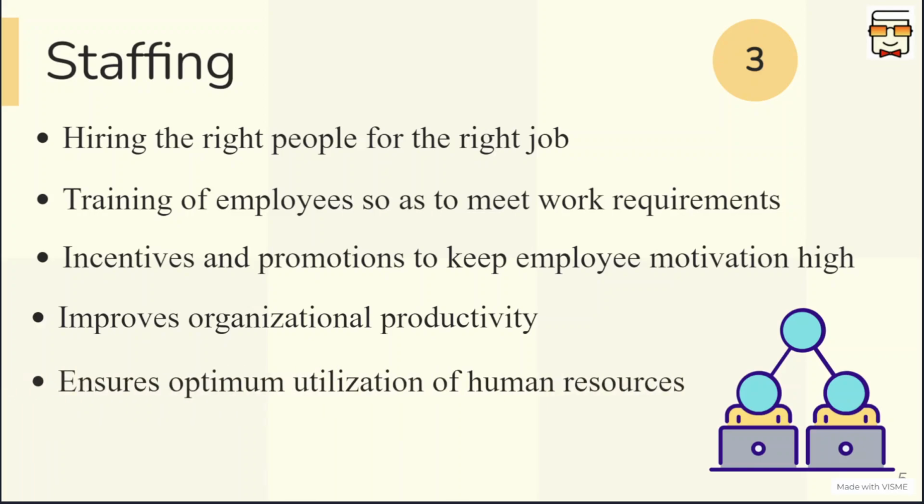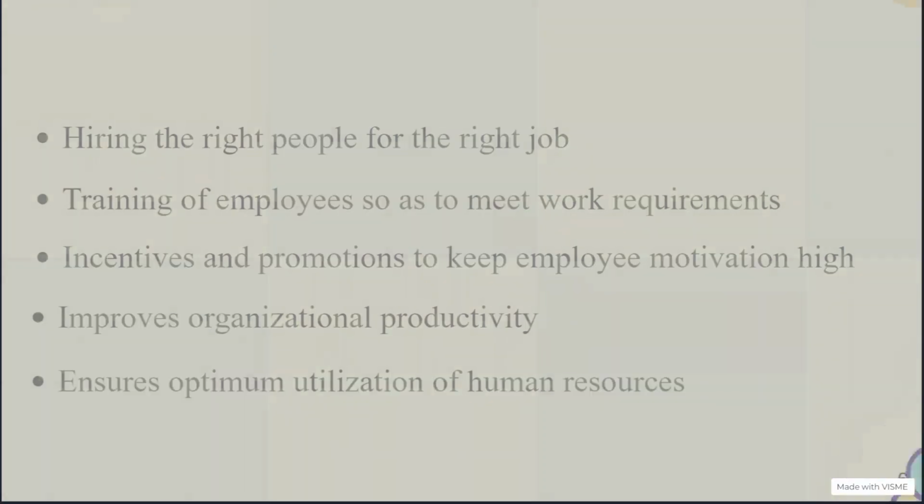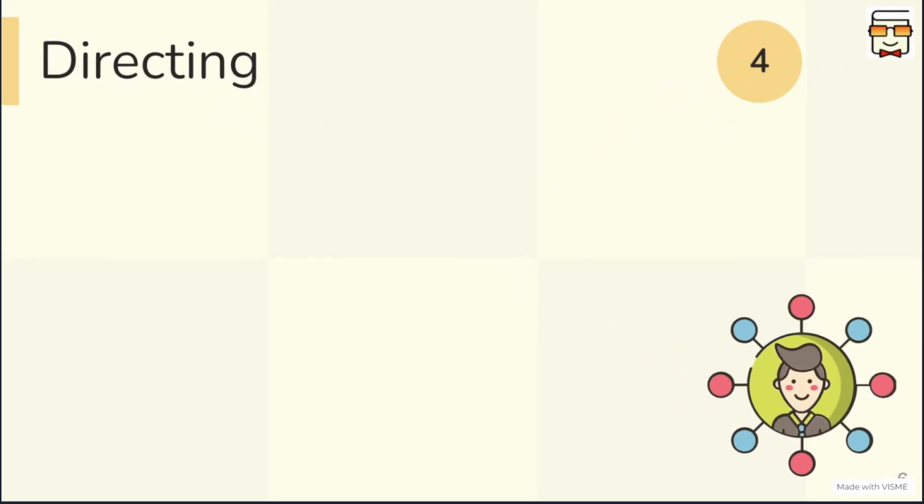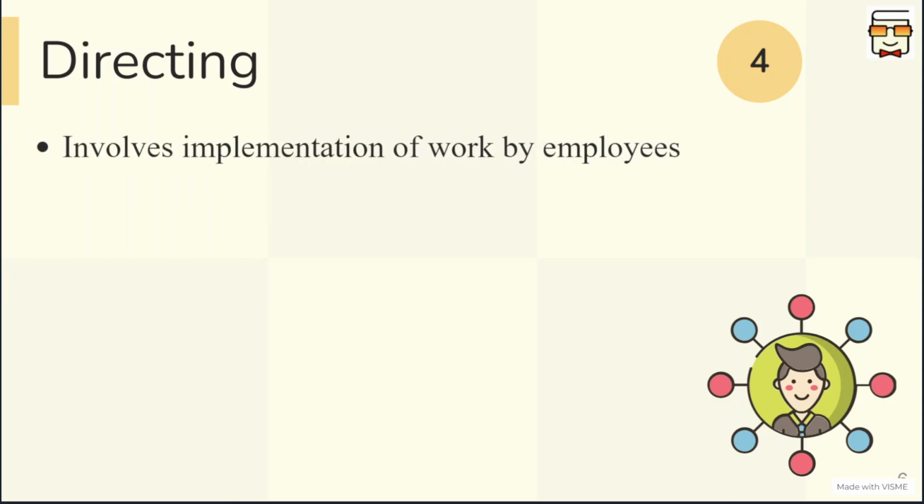So, this staffing phase ensures that all the human resources, the employees, the staff, the administration that is present in the organization is working in the optimal way. The fourth function of the management is directing. Now you have decided your goals, you have created the organizational structure, you have also hired the people. Now from this phase, you start working on your goals. This is the actual implementation phase.